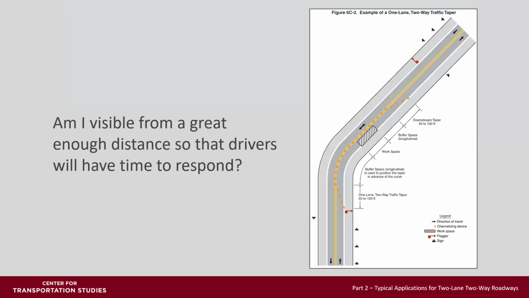Also, using decision sight distance that's in the tables, you ask the question, am I visible from a great enough distance so drivers have time to respond? And in this case, moving the taper before the curve so drivers can see that from a greater distance, hopefully at least a decision sight distance.